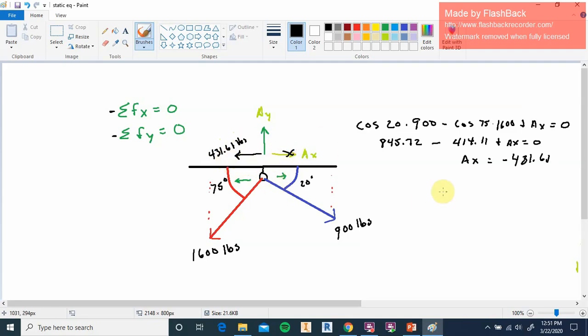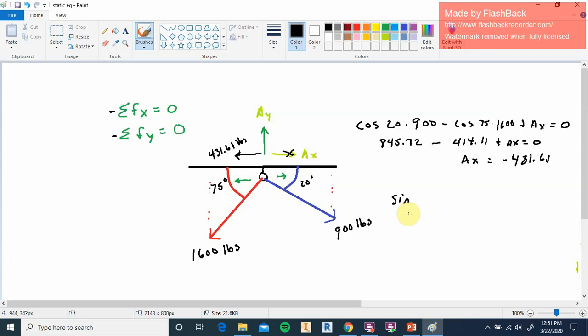Okay, and now we're going to do the same thing for Y. So in Y, we're going to use the sine, and you'll notice that both of these are going down in Y, and then this one's going to have to oppose that by going up in Y. Again, I don't know that for sure, but I'm going to assume that AY is positive, and if it came out negative, we would know that we were wrong in our assumption.